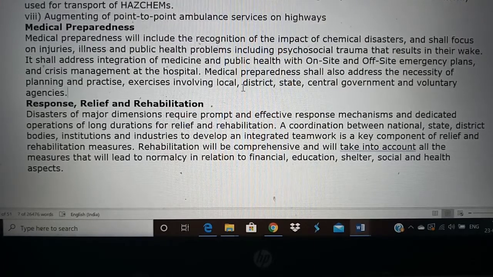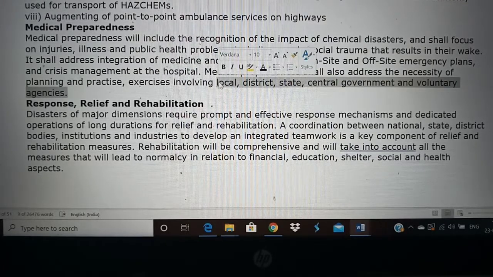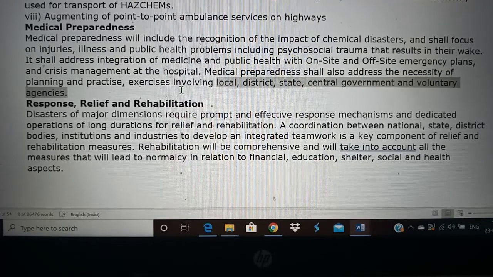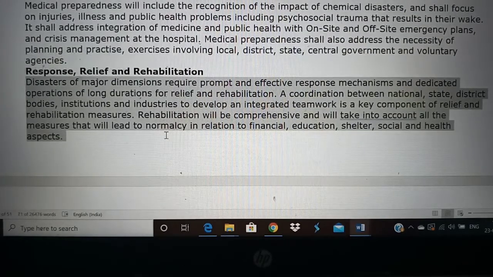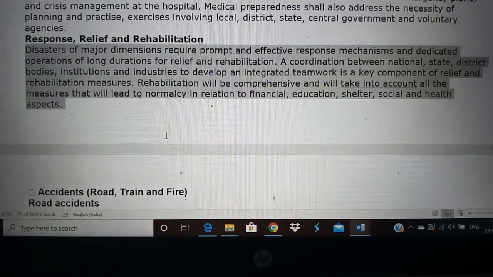Not only that, the local people, the district people, the state and central and NGOs, all these agencies should also be ready for any disaster due to chemical leakage, or in fact any other disaster, all the time. Then if there is any disaster, the next step is the response, relief and rehabilitation. So response is what they do immediately after that.